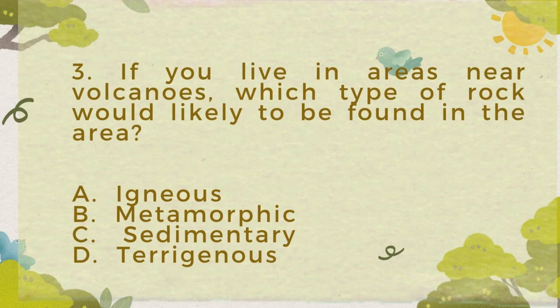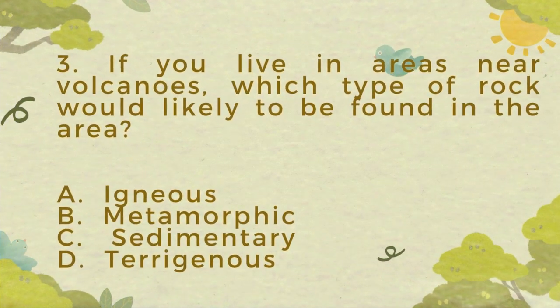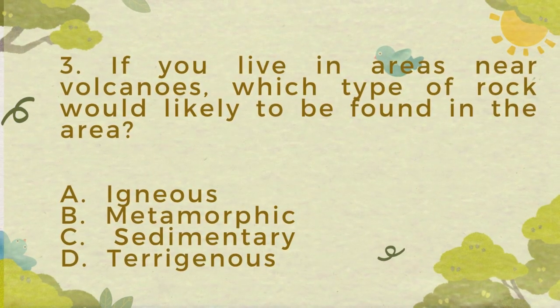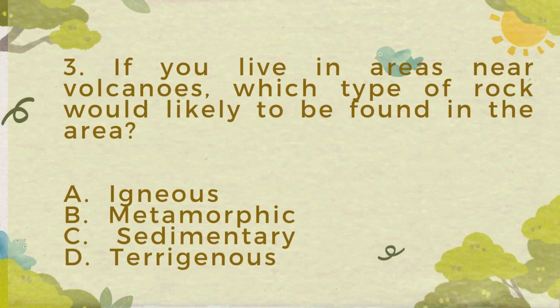Number 3 question. If you live in areas near volcanoes, which type of rock would likely be found in the area? A. Igneous rock. B. Metamorphic rock. C. Sedimentary rock. And D. Heterogeneous rock.